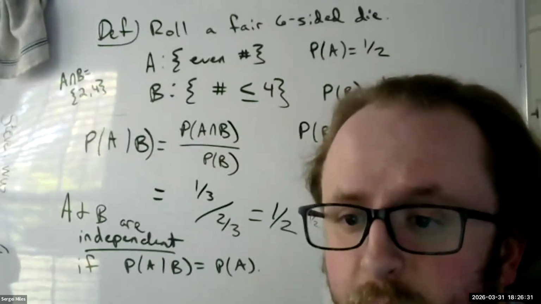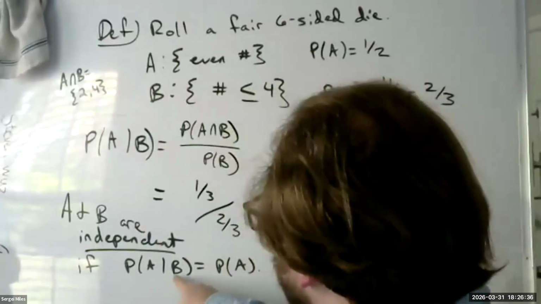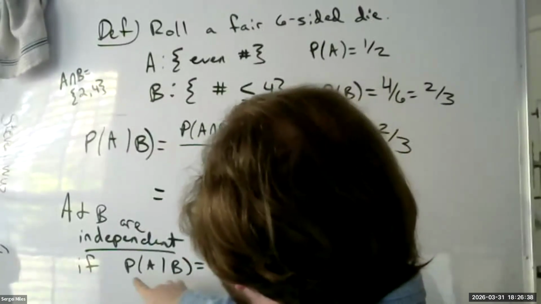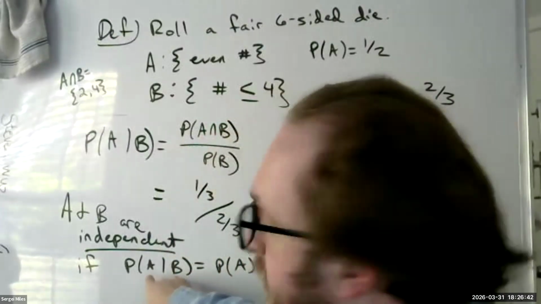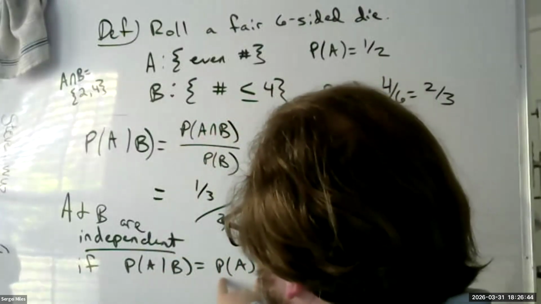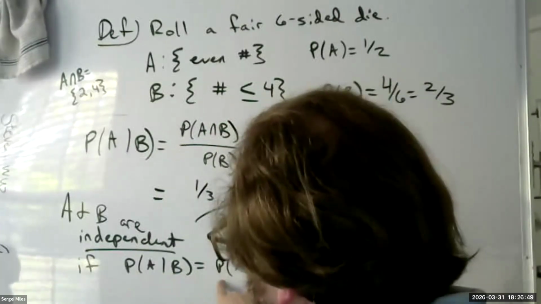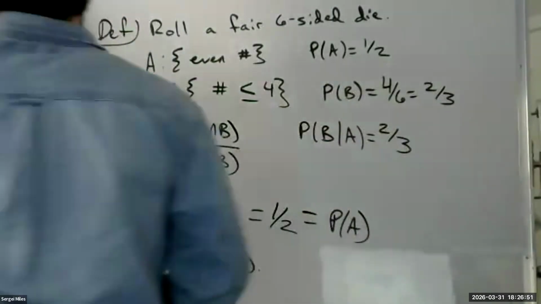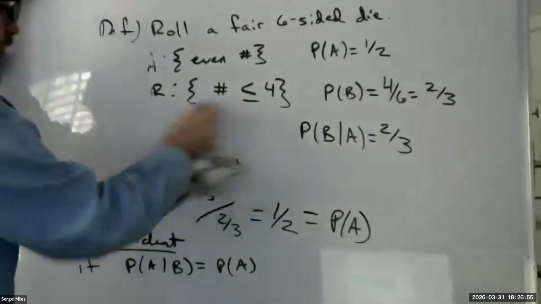Now, one other last point to highlight here is that if two events are independent, then their conditional probability is really just the same thing as the original event, right? The probability of A conditioned on B is just A. So when we have independent events, this changes our multiplicative rule.